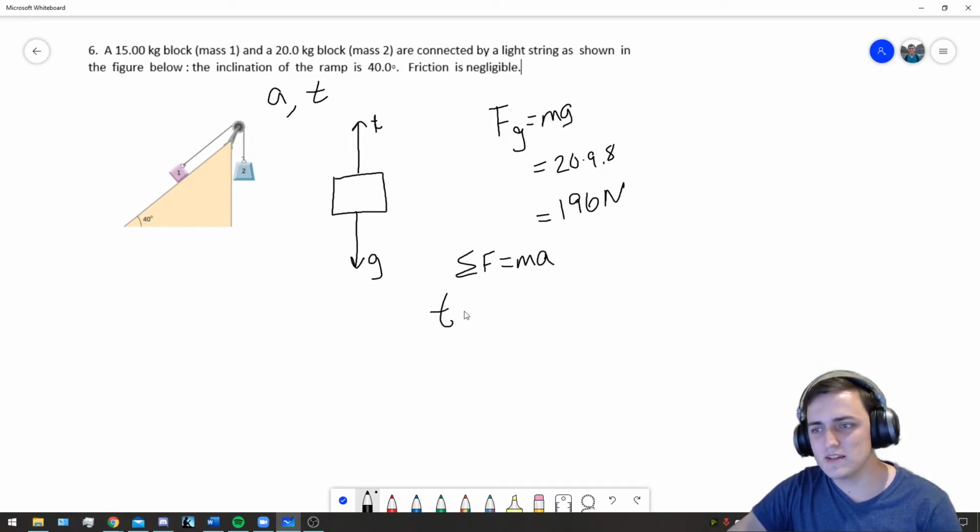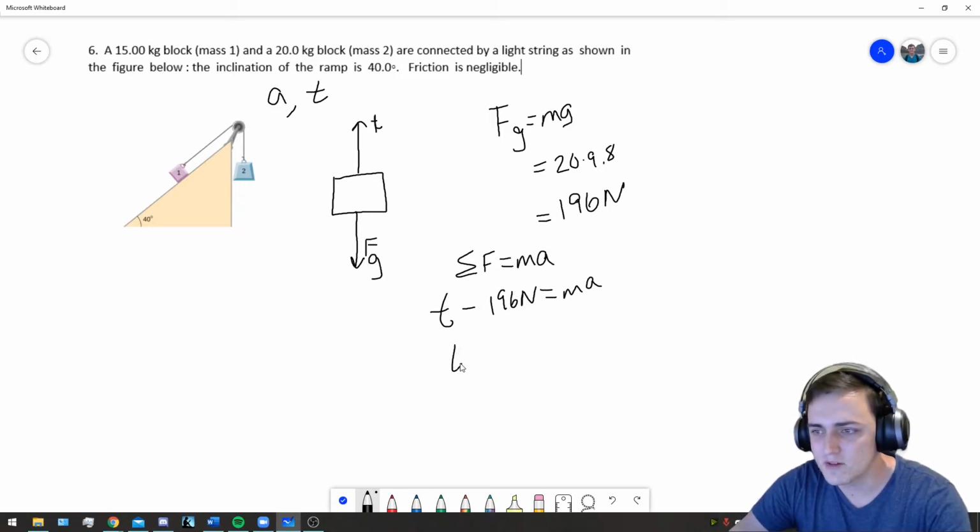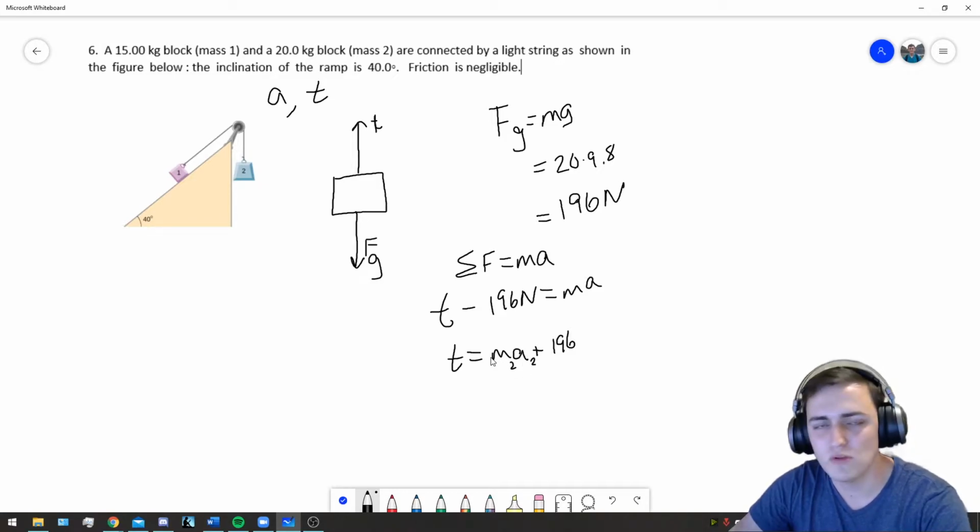Our net force is going to be T minus Fg, and Fg is 196 newtons. That's going to be equal to mass times acceleration. So our net force is just the positive tension force T, and then we subtract the downward gravity force, which we calculated as 196. Let's add 196 to both sides. Let's say that T is ma plus 196. Let's indicate that this is the mass and acceleration of block 2, just to be very clear.